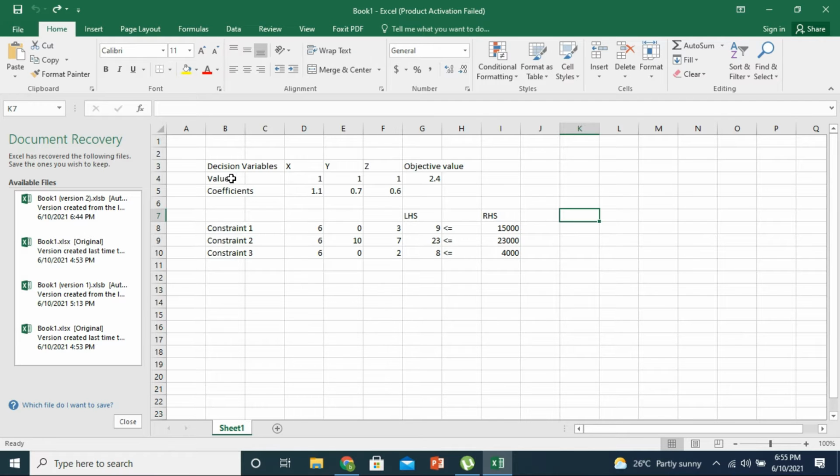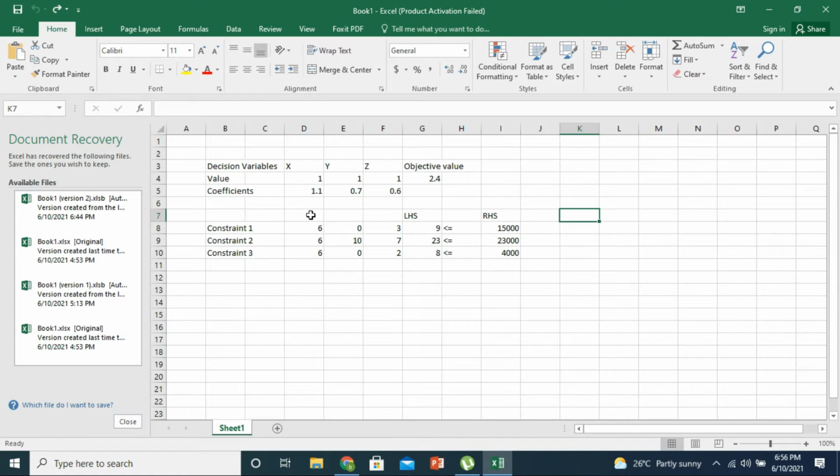For this question, as we can see, there are 3 decision variables, which we let be x, y, z. The values of the variables are multiplied by the coefficients, so we define them as 1, 1, 1. Then the coefficients 1.1, 0.7 and 0.6 make up the objective function, which in this problem we need to maximize. Now, for the objective value 2.4, what is the 2.4?